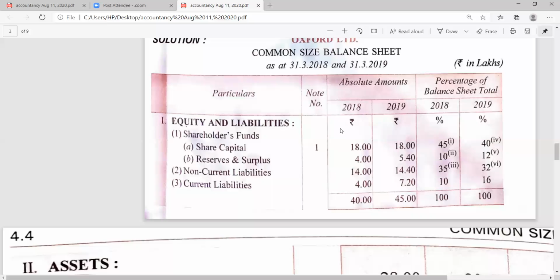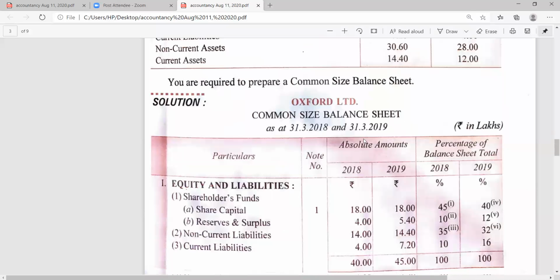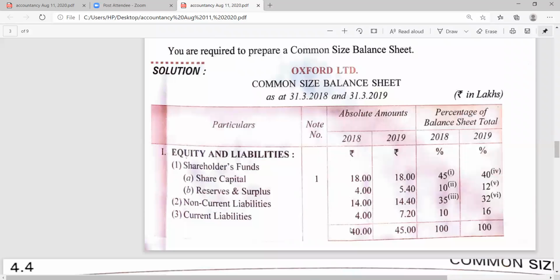Now, the absolute figures, I'm coming back to the statement. See, the absolute figures of 2018 are given over here. We have to put all the values of all these items of the equity and liability side of 2018 here. It is 18 lakh, 4 lakh, 14 lakh, 4 lakh. We have to mark the total as well. Then we have to put the items from the statement of 2019. You can see the cursor is moving again and again on the figures that we have to note down from the statement. In this way, the first 3 columns are just completed with the help of the statement given over here, and you have to consider the total as well.